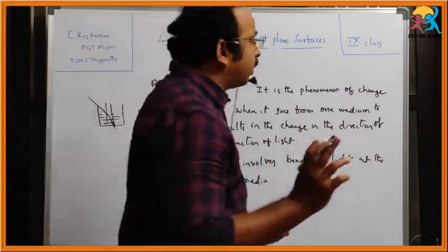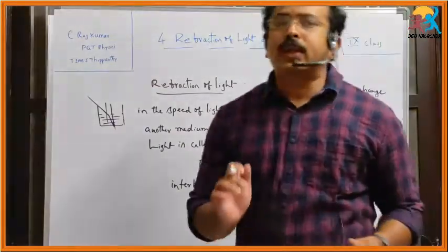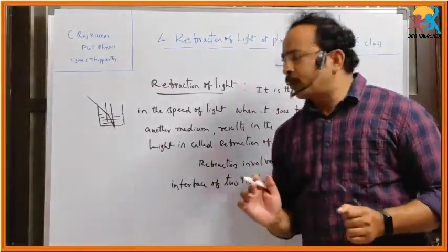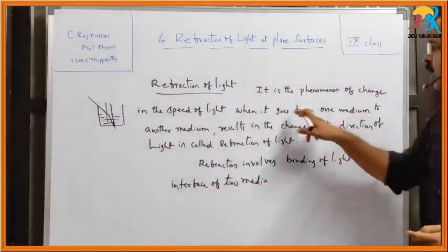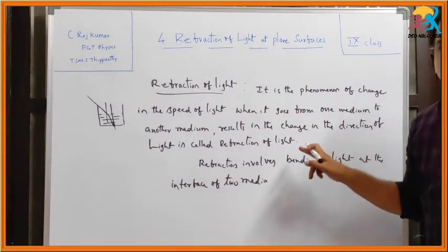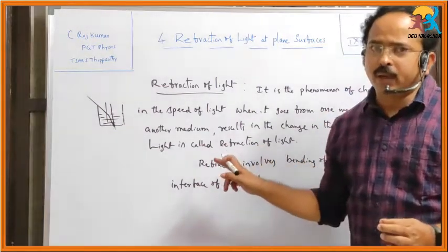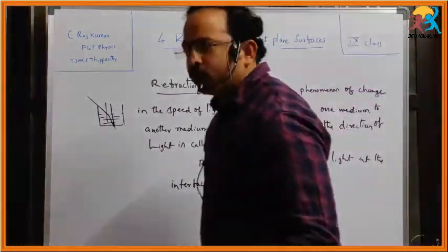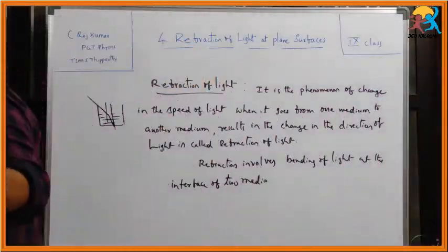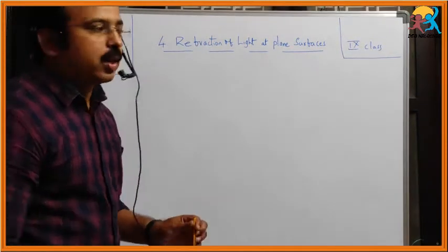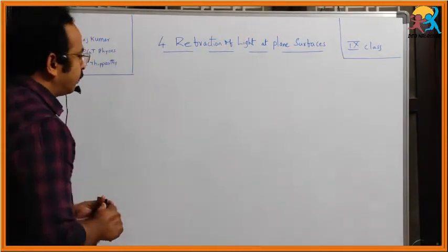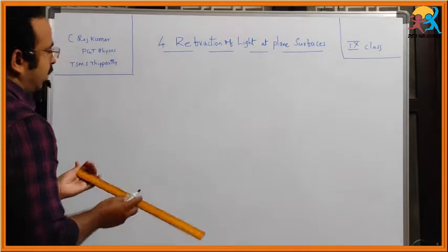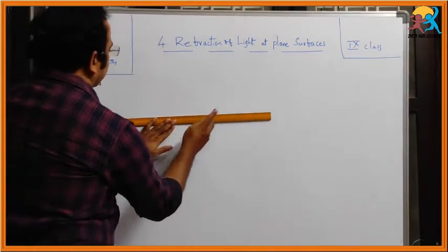Here one more thing, that refraction involves a change in the speed of light when it goes from one medium to another medium, and it also involves what is called bending of light. Here I will show you two cases. Okay, I will show you. So let us see how refraction takes place. I will explain how refraction takes place. For example, you take this one here.